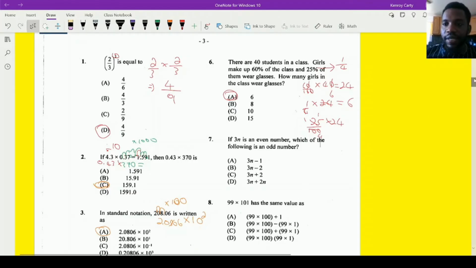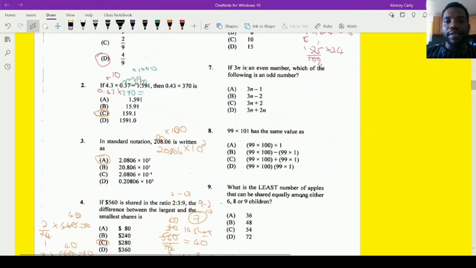Alright, question 7. If 3n is an even number, which of the following is an odd number? 2 is an even number. 3 is an odd number. All I do is simply take the even number and add 1. So 3n plus 1 automatically is an odd number. You can also subtract 1. If 2 is an even number, 2 minus 1 is 1, which is an odd number. So you can either take the even number and add 1 to get the odd number, or you take the even number, which is 3n, and subtract 1 to get the odd number. So it's just 3n minus 1.